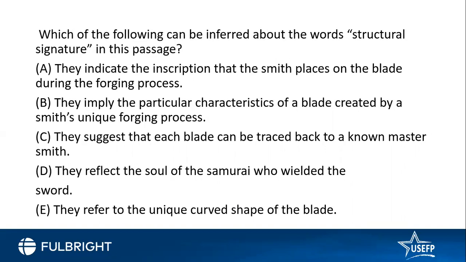Which of the following can be inferred about the structural signature in the passage? So the signature was significantly described. They indicated the inscription that the smith placed on the blade during the forging. Yes, there was mention of the signature. So even if you think that this is the correct option or the next one is, don't skip options. Read all of the options, maybe there's a better option which is correct.